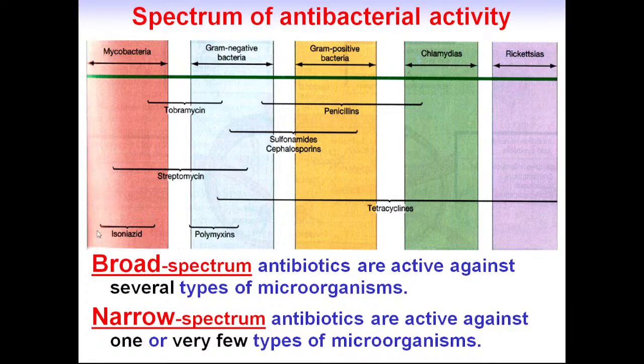For example, take a look, isoniazid. It is very effective against mycobacteria, and you see here that regular antibiotics are not effective against mycobacteria. Why is it so? Because mycobacteria have a very special structure of the cell wall, and they are different in their chemical composition. So not any type of antibiotic may affect mycobacteria. So sometimes we may use narrow spectrum antibiotics that affect this particular type of organism.